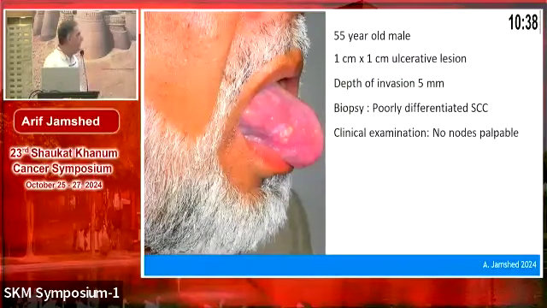We can't. But anyway, you can clearly see he has a small lesion on the lateral border of the tongue. The depth of invasion is 5 millimeters. The histology is poorly differentiated and the neck is clinically negative.